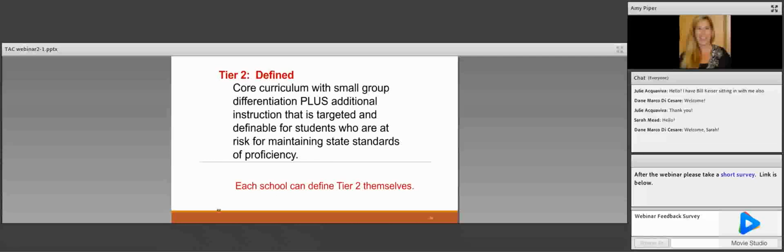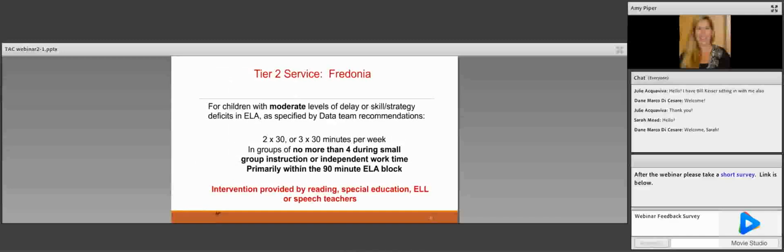All right, tier 2. So tier 2 is really looking at the core curriculum group, a small group differentiation, plus additional instruction that is targeted and definable for students who are at risk for maintaining the state standards of proficiency. So they're getting that core curriculum in the classroom. They're not being pulled out during that time. They may be getting some differentiation, whether it's through guided reading or reading groups, but they're also getting that additional instruction, that 3 or 4 times a week of additional instruction on top of the ELD reading instruction.